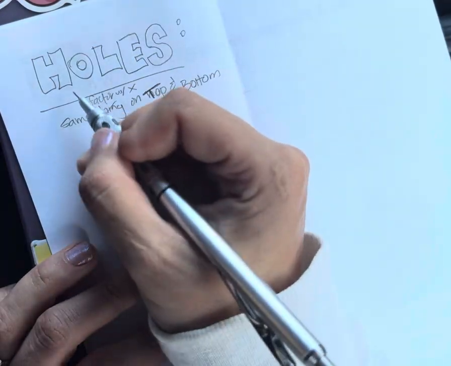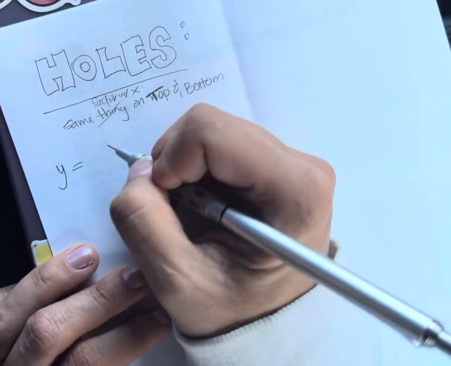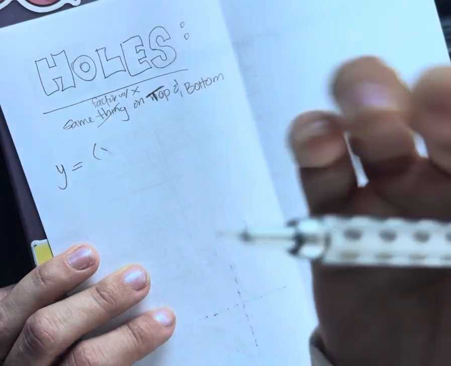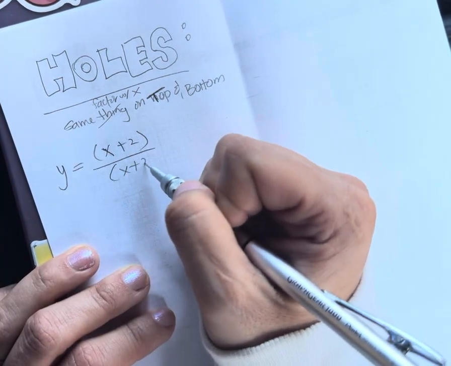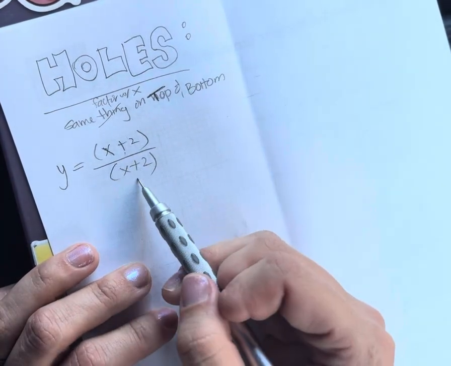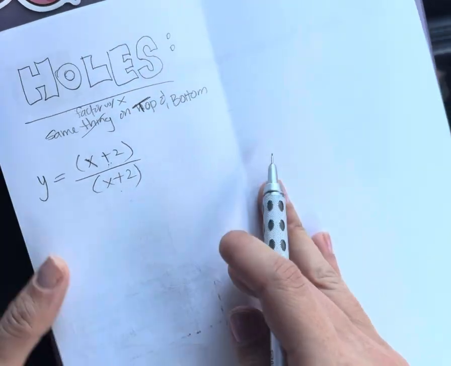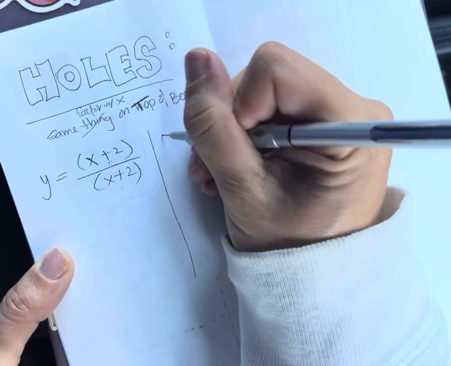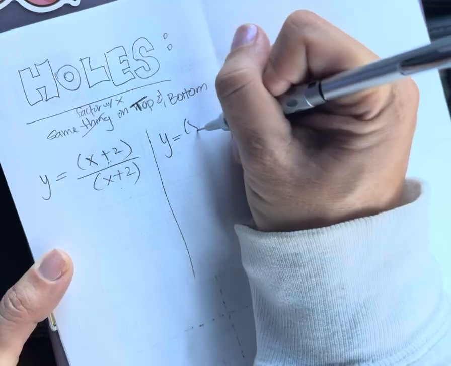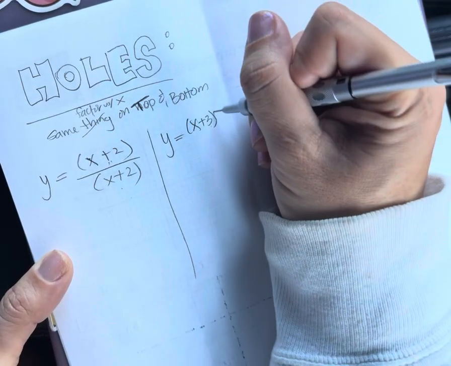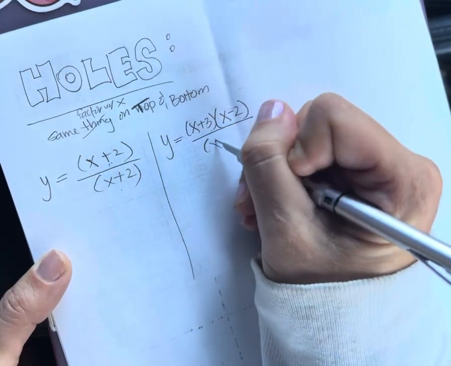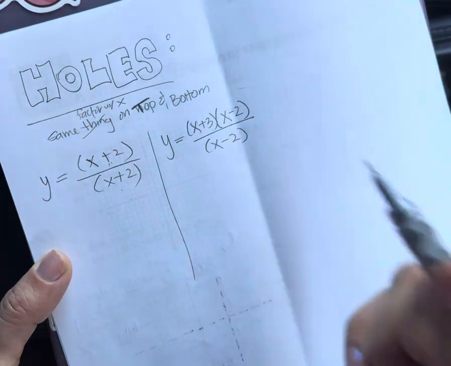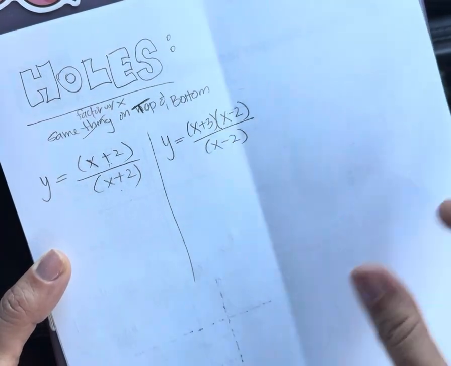So watch. Things that have a hole. Y equals x plus 2 over x plus 2. Same thing on the top and the bottom. That thing has a hole. Look at this guy. Y equals x plus 3 over x minus 2, x minus 2. That has a hole because there's an x minus 2 and an x minus 2. You see?